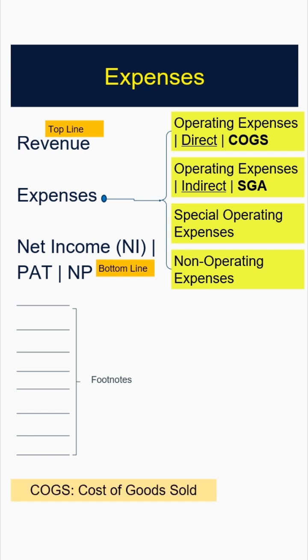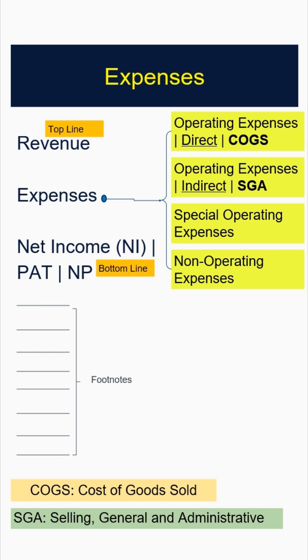Now, COGS full form is cost of goods sold. SGA full form is selling, general, and administrative expenses. You can think about it like this: cost of goods sold is the expense a business has to incur to ensure that its factories or plants are running so that it can manufacture its goods, which are in a finished state to be sold into the market.